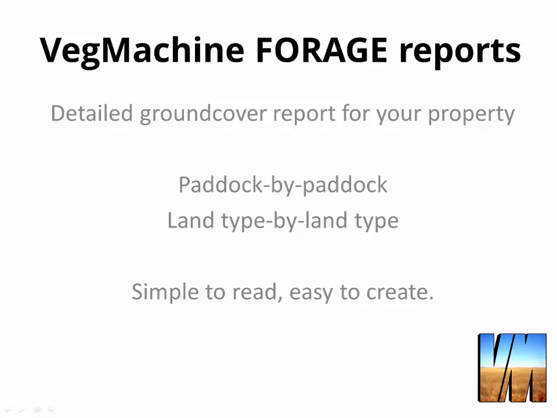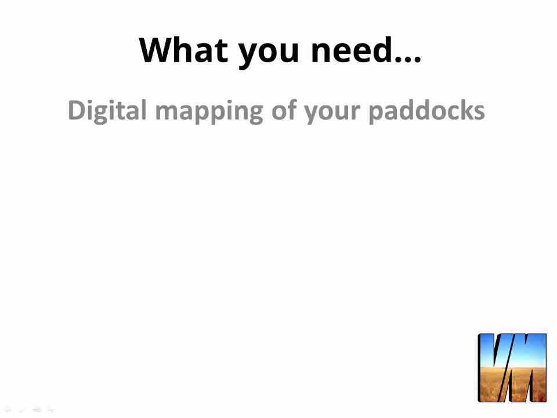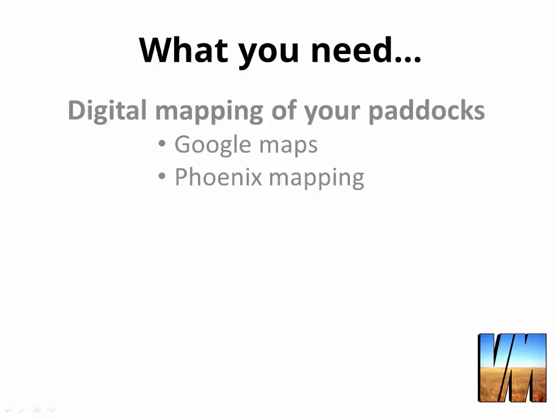All you really need to create your VegMachine forage report is a digital map of your paddocks. So you need to have a file on your computer that shows the layout of your paddocks. Now this can come from several sources. You may have mapped your paddocks in Google Maps or with commercially available software like Phoenix Mapping, or you may have used the Spatial Hub online tool.